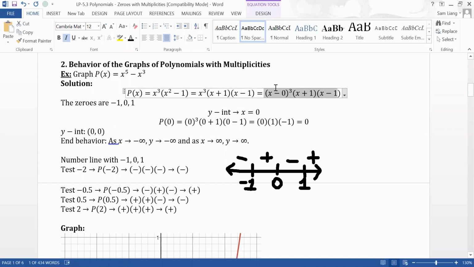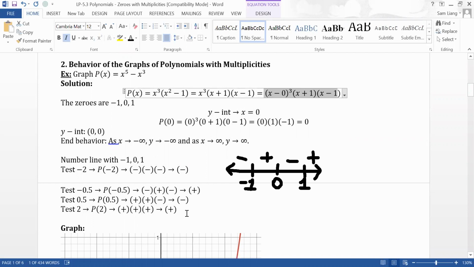So you get, at first, -2 cubed, which is negative, that's -8. Then -2 plus 1, which is -1. And then -2 minus 1 is -3. Okay, so negative times a negative times a negative, that's going to be negative. You do the same for the other three intervals, you're going to have positive, negative, positive.